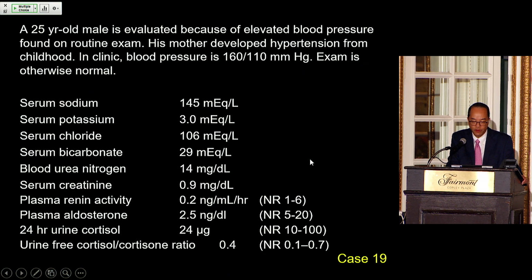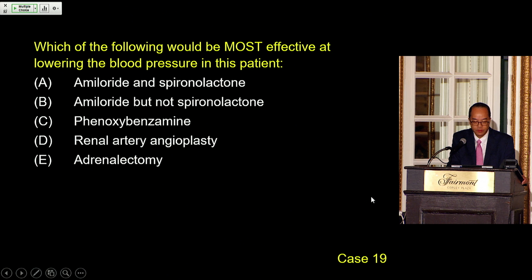Case 19, 25-year-old male, elevated blood pressure. His mom had high blood pressure from childhood, K of 3, and bicarb of 29. And here the renin is 0.2, aldo is 2.5. Urine cortisol is normal, and the urine-free cortisol to cortisone ratio is also normal. Which of the following would be most effective at lowering blood pressure? Amiloride and spironolactone, amiloride but not spironolactone, phenoxybenzamine, renal artery angioplasty, or adrenalectomy.